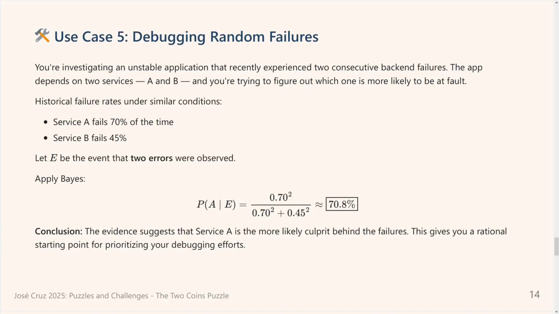So you are investigating an unstable application that recently experienced 2 consecutive backend failures. Again, 2 flips of a coin, and so on and so on. The app depends on 2 services, A and B, and you are trying to figure out which one is more likely to be at fault. So you have 2 systems, you don't know which one is failing, but you know that it is one of the 2. So you have some history, so you have evidence that says service A fails 70% of the time, service B fails 45% of the time.